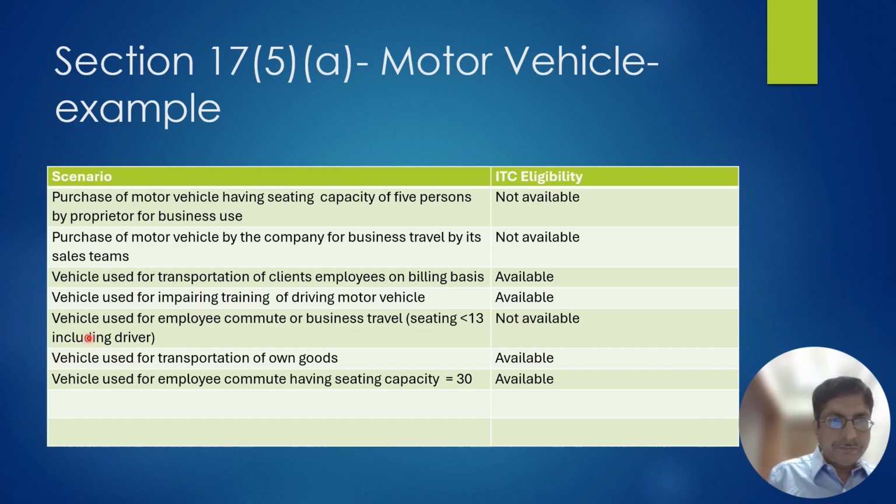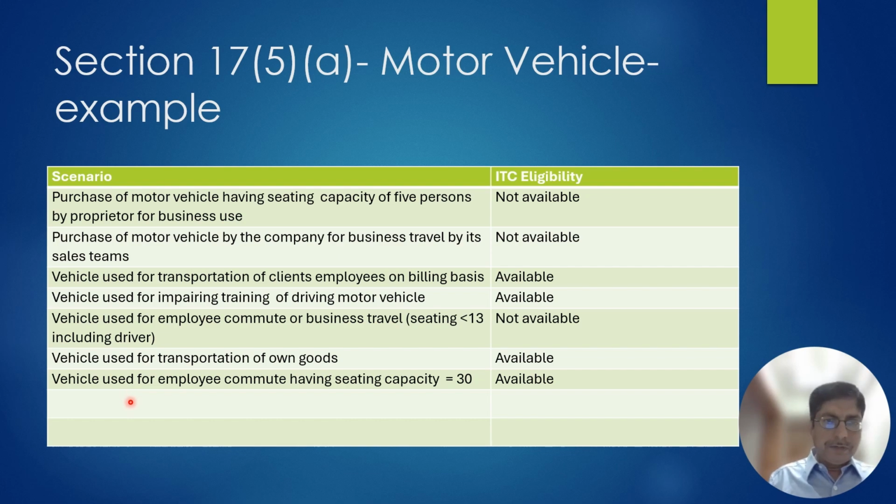Next example, a vehicle used by employees for business travel, having a seating capacity less than 13. Credit is not available when the seating capacity is less than 13 and it is used for your own business, not for further taxable supply of transportation of passengers. And for a vehicle used for transportation of own goods, see, the restriction is on transportation of passengers. If it is used for transportation of either own goods or clients' goods, the credit is available.